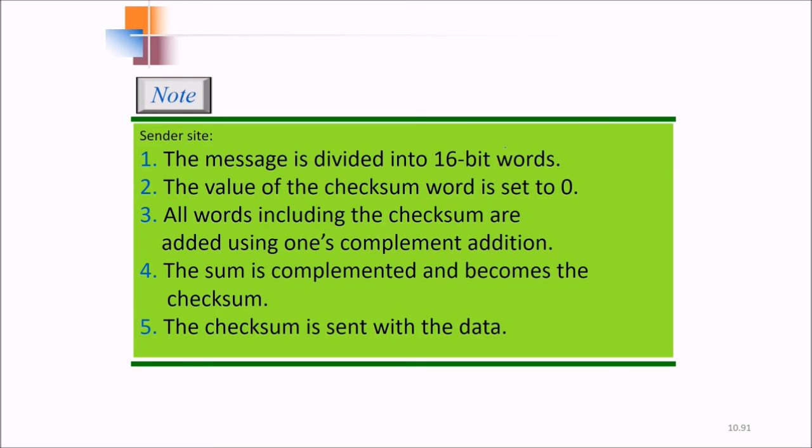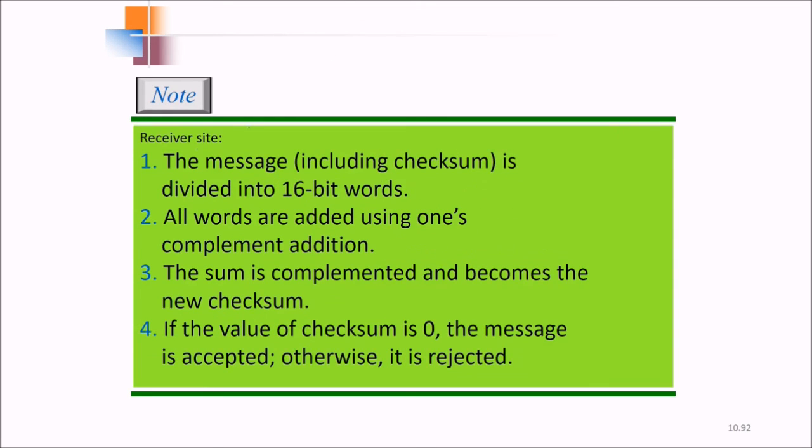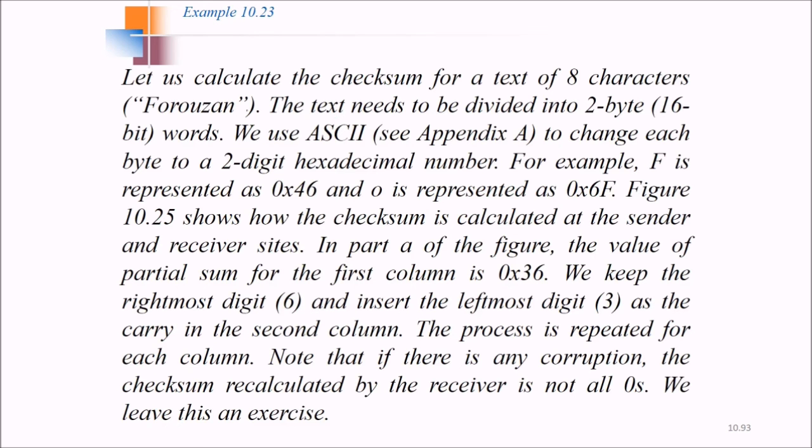So the message is divided into 16-bit words. The value of the checksum word is set to 0. All words including the checksum are added using 1's complement addition, as we have seen. The sum is complemented and becomes the checksum. The checksum is sent along with the data. And the message including the checksum is divided into 16-bit words at the receiver side. All words are added using 1's complement addition. The sum is then complemented and becomes the new checksum. If the value of the checksum is 0, the message is accepted, otherwise it is rejected.